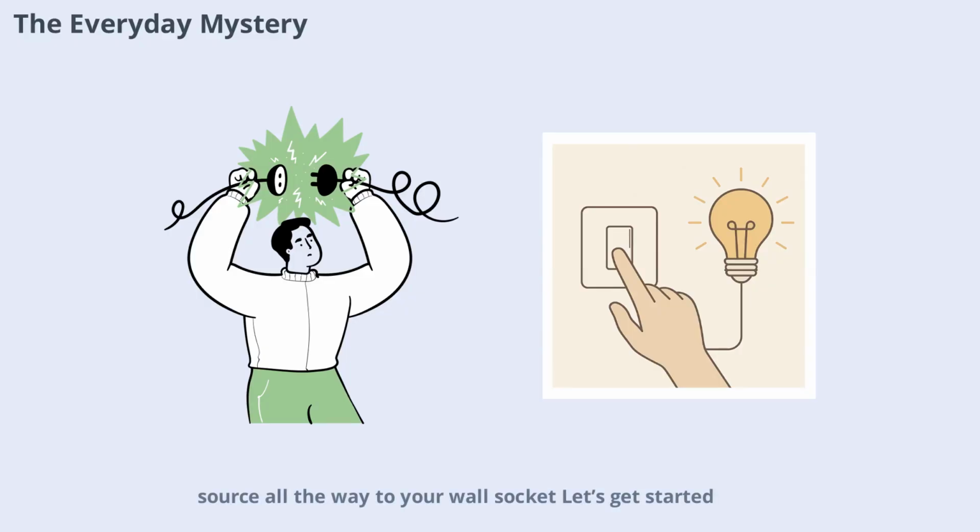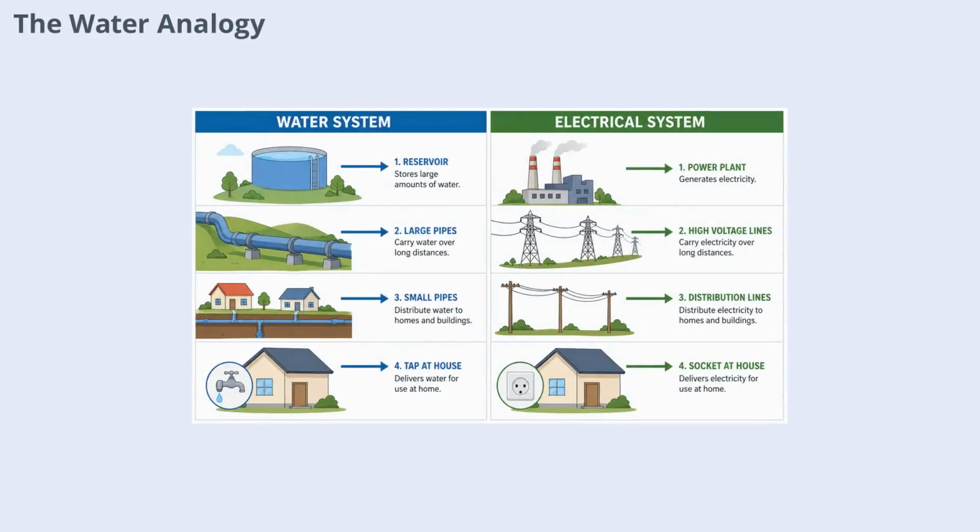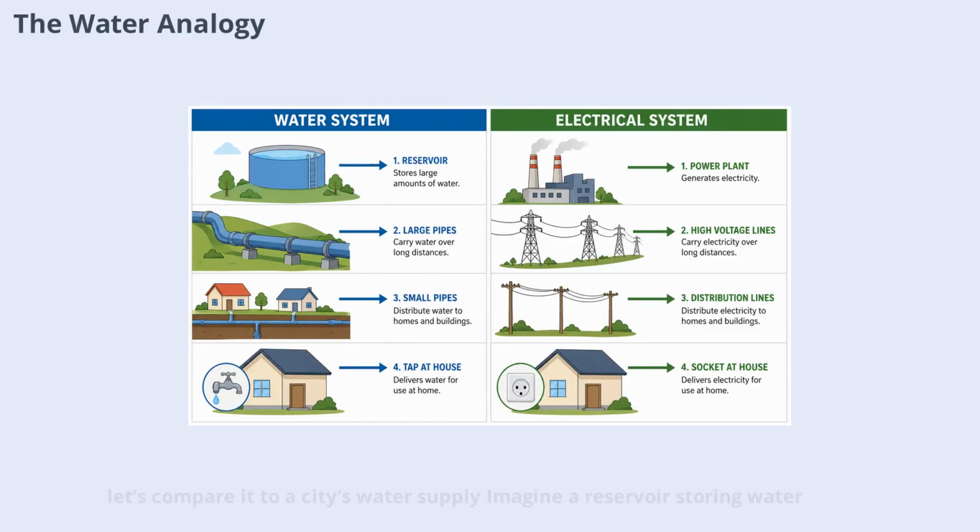Let's get started. Power system is the complete network that generates, transmits, and delivers electrical energy. It's the foundation of everything in electrical energy engineering. This system connects the place where electricity is produced, like a power plant, to homes, universities, and factories. It's a vast, interconnected network that ensures you have power whenever you need it. Understanding this system is crucial for anyone interested in how our modern world functions, and it's the first step in mastering electrical engineering concepts.